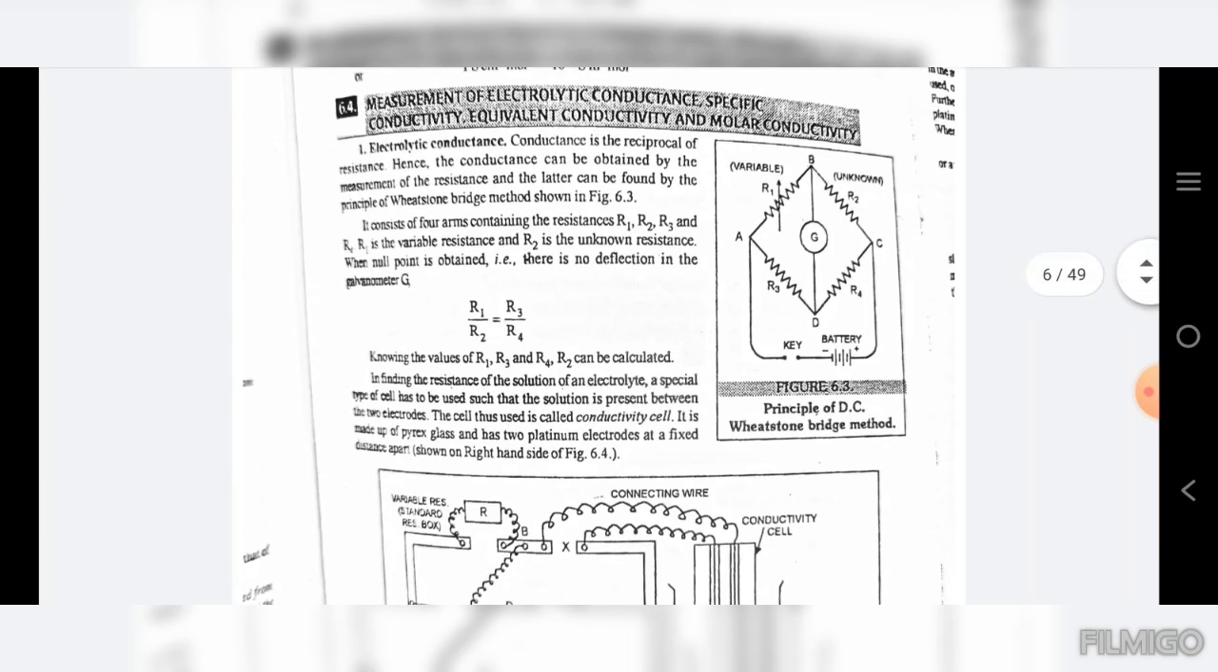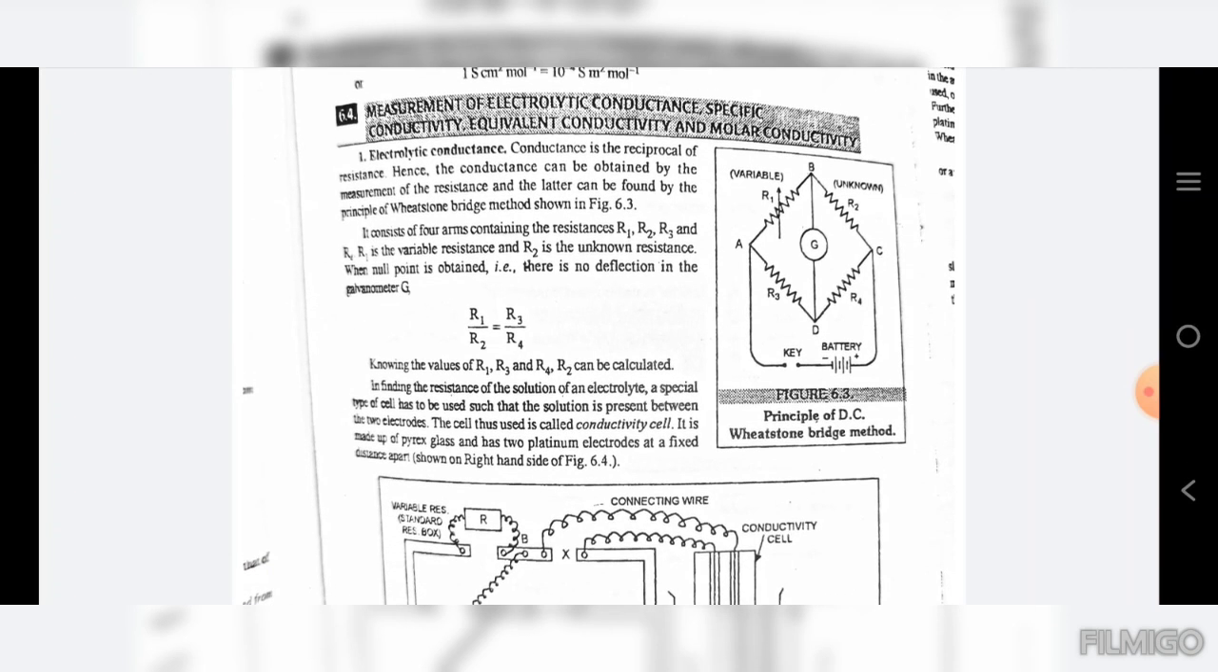Measurement of electrolytic conductance, specific conductivity, equivalent conductivity and molar conductivity. Electrolytic conductance. Conductance is the reciprocal of the resistance, and the conductance can be obtained by the measurement of the resistance, and the latter can be found by the principle of Wheatstone bridge method shown in figure 6.3. You can see the figure 6.3, principle of DC Wheatstone bridge method.